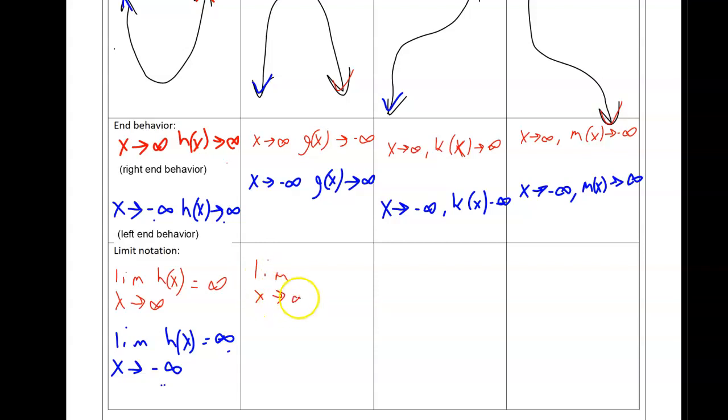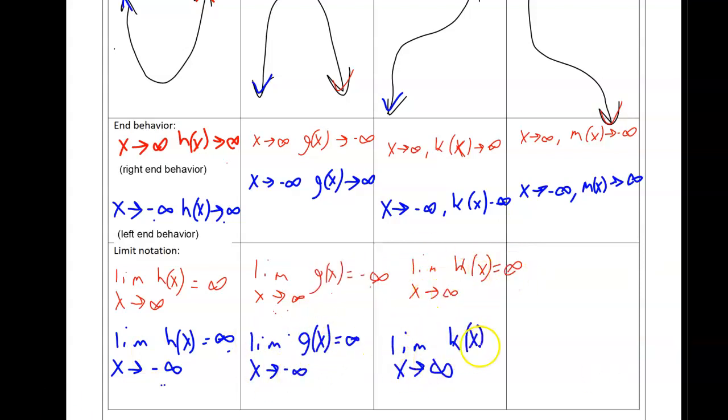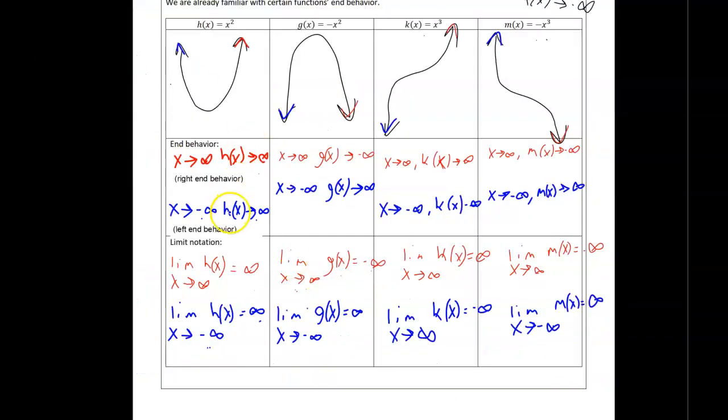So I'd highly encourage you to pause the video before we go any further and just try some of these on your own. So this one again says, as x approaches positive infinity, the y values approach negative infinity. So finish the other five maybe on your own before you continue to watch. So there's our end behavior in limit notation for all of these graphs. Make sure you double check that all the signs are correct. That's the most important part here.